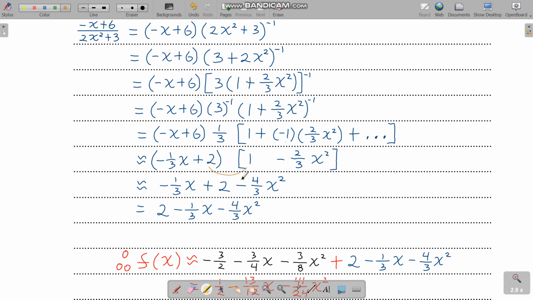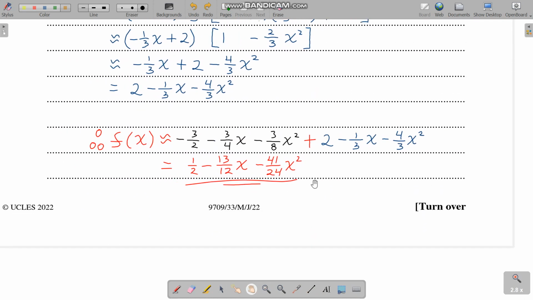Now we do 2 times 1, which is 2, and 2 times minus 2/3 x squared, which is minus 4/3 x squared. So we rearrange the constant term first, the x term and the x squared term, and then we add everything in the end. It's a plus here to keep things simple. We don't need to use brackets. Now we use a calculator, simplify, we get 1/2, and simplify, we get minus 13/12. Simplify, use calculator, we get minus 41/24. So that's the final answer. Alright, I'll see you again next time.